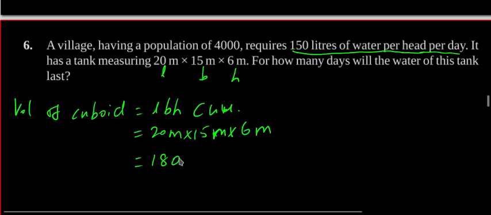300. So we are getting 2 zeros. And it is given in meter cube. Meter into meter into meter becomes meter cube. So 1800 meter cube is the volume of this water tank.